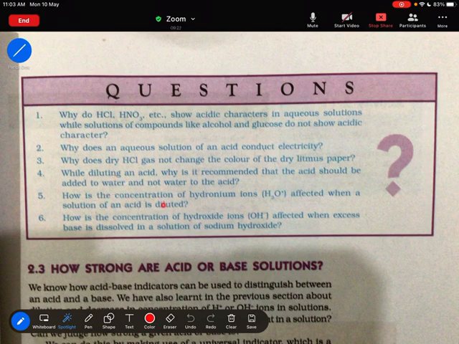How is the concentration of hydronium ions, that is H3O+, affected when a solution of an acid is diluted? When it is diluted, what will happen? We know that H+ ions cannot stay alone. They combine with water to form hydronium ion, H3O+. So the number of hydronium ions or H+ ions per unit volume decreases.